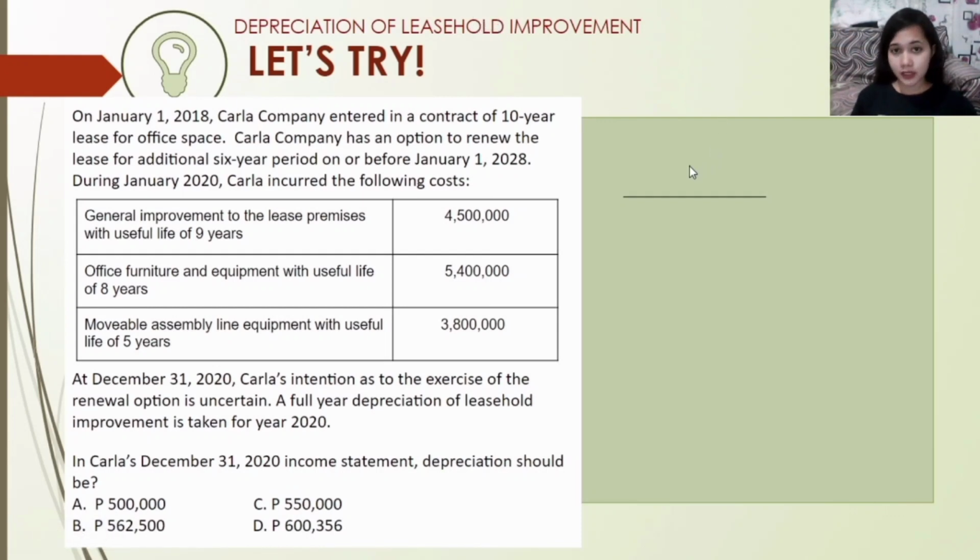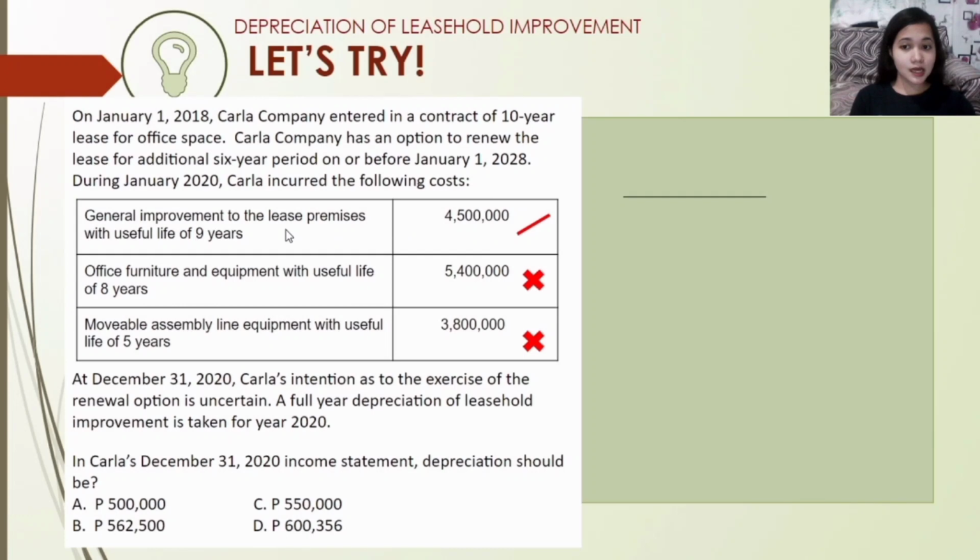So, una muna, ang kailangan natin, again, kunin yung cost. So, alin ba dito yung mga pipiliin nating leasehold improvements? So, itong una, 4,500,000, isa itong improvement, diba? Para sa lease premise. Itong kasunod, office furniture and equipment, hindi siya isang klase ng leasehold improvement kasi office furniture yan and equipment. Next, movable. Ibig sabihin, nadadala, nagagalaw. So, hindi siya isang klase ng leasehold improvement.